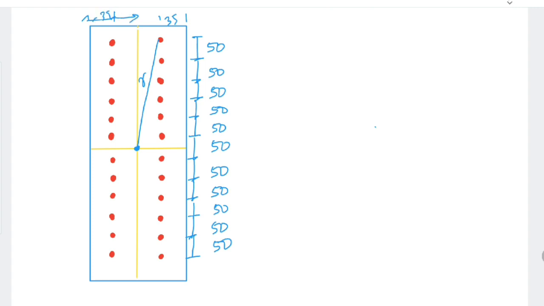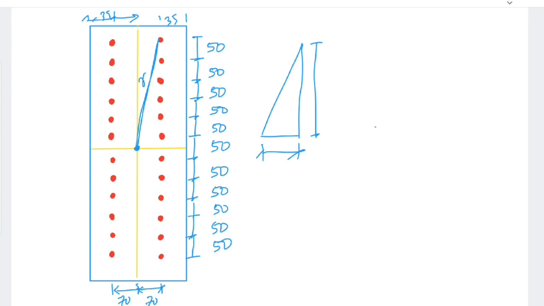Okay, the distance from the center to the line of bolts is taken as 70 mm. Now I need to find out this other distance. When you have these two distances, you know the total, so use Pythagoras theorem. A right angle triangle you can easily get.